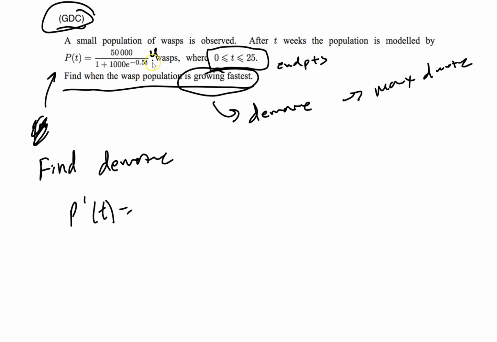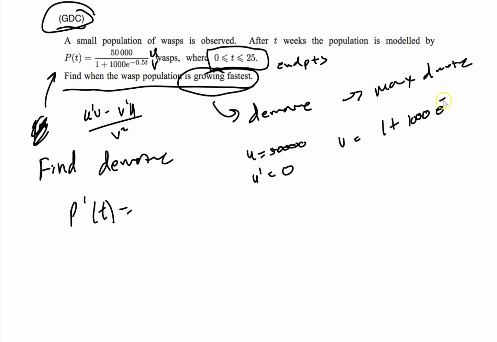So, this is u, this is v. Quotient rule is u prime v minus v prime u, derivative of the top over the bottom. It's in your formula sheet. Doesn't matter. Over the bottom squared. So, u is 50,000, which would have been the max of the original, by the way. u prime is 0, right? Constant, nice, easy. v is 1 plus 10,000 e to the negative 0.5t.